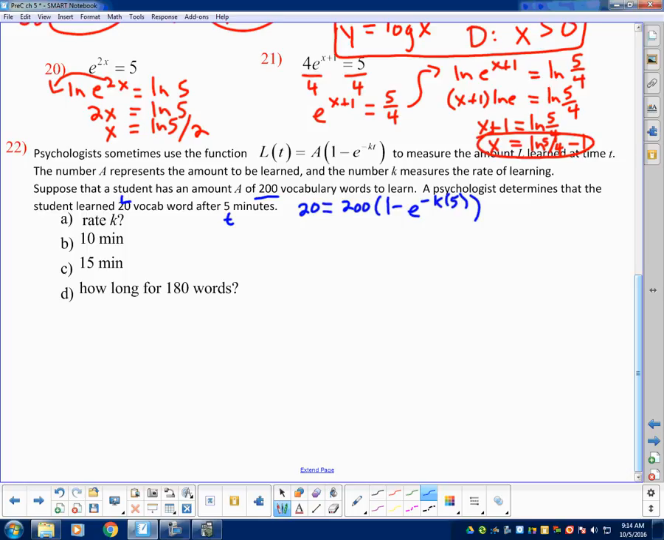So remember what I said, you need to isolate e first. We've got to get e all by itself. So what's the first step I'm going to do algebraically in this one to get e by itself? Divide by 200, yes. So divide each side by 200. And so when I divide by 200, I get 0.1 equals 1 minus e to the negative 5k power.